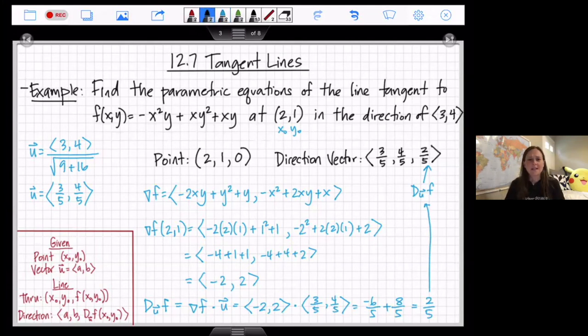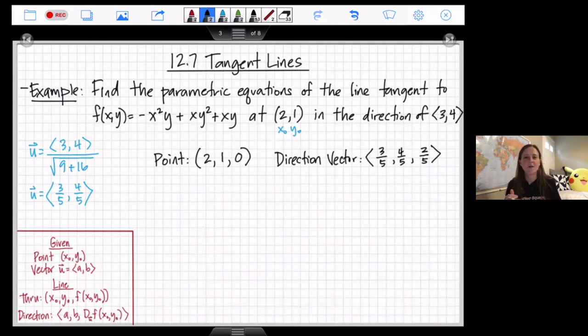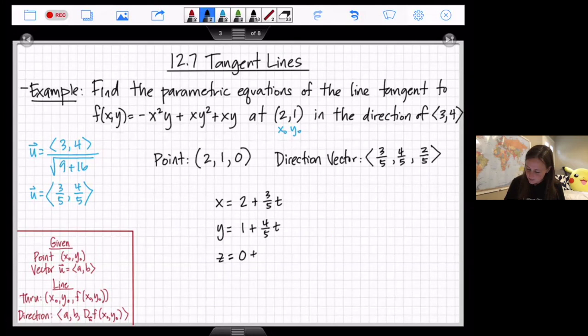Let's clear off this slide because I have no more room to find the equations of the line. We've calculated the point on our line and the direction vector of our line. Remember how to find the parametric equations of a line. They all have that constant term that comes from the point, so x is 2, y is 1, z is 0. And then the direction vector is always the coefficients of the t parameter. So we're going to have plus 3/5 t, plus 4/5 t, plus 2/5 t. We could delete that 0, but we get the idea.